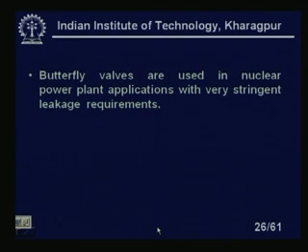Butterfly valves are used in nuclear power plant applications with very stringent leakage requirements. Okay. It is applied because the time constant of the valve should be very small. That means it should shut off immediately and start to flow immediately, that type of situation. But the problem is, if you want to make a complete shut off, it is very difficult with a butterfly valve, okay, because there is no such plug and seat. So, there is always some leakage, but nowadays with some special applications we can make the leakage almost 0.